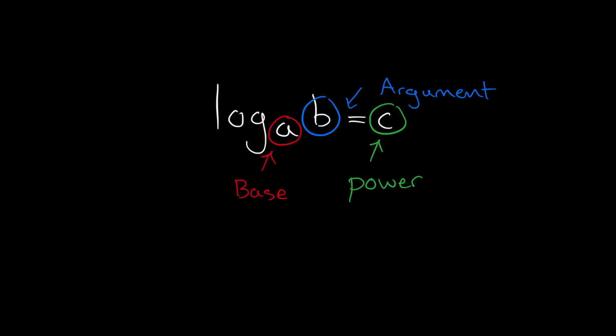And really at its core, a logarithm is just another way to rephrase the exponential structure. So this entire thing is just the same as a to the power of c is equal to b. Or in more general terms, the base to the power of the exponent gives you the argument. And logarithms are only used when c, our exponent, is unknown.